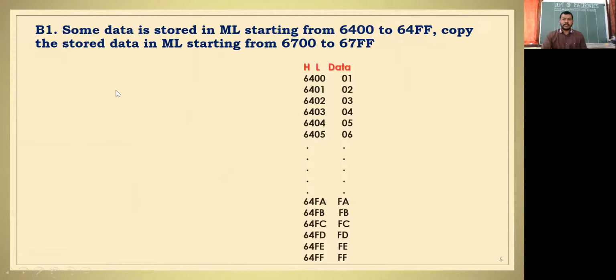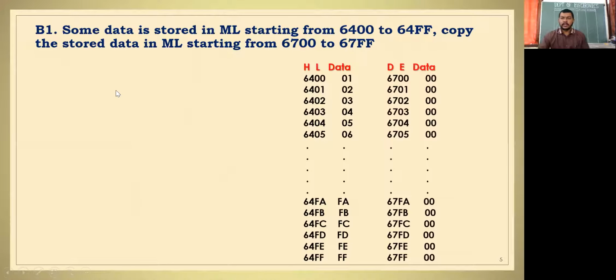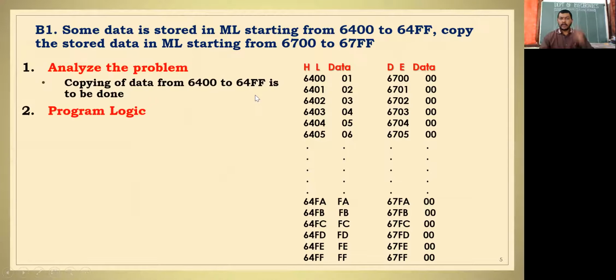In this, we have tried to take these two memory locations in two register pairs. The first one was the HL pair and the other one was the DE pair. Why have we chosen these two pairs? Because these pairs can exchange their data by using the exchange instruction, right? So we have to analyze this program. For that, we have to copy the data from 6400 to 64FF, and copy it to 6700 through 67FF, right?